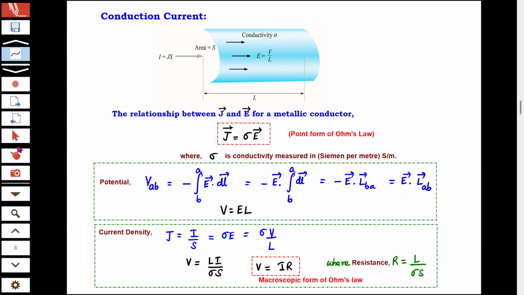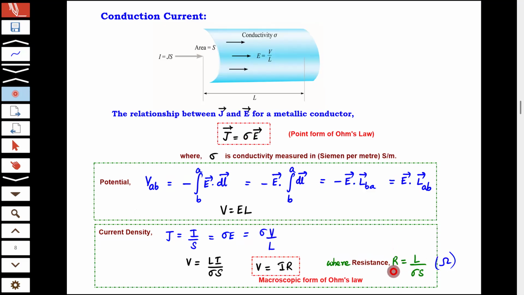So I can give the proper relation here for your understanding. Potential can be given in terms of electric field as E into L, and current density we can write in terms of electric field, and also relating to the current, we will be getting V equals to IR, which is the macroscopic form of Ohm's law, where the resistance of the conducting material is given as length of the material divided by conductivity of the material into cross-sectional area of the material. Resistance is given in the units of ohms. So this is the macroscopic form of Ohm's law, which we are obtaining from this microscopic form of Ohm's law.